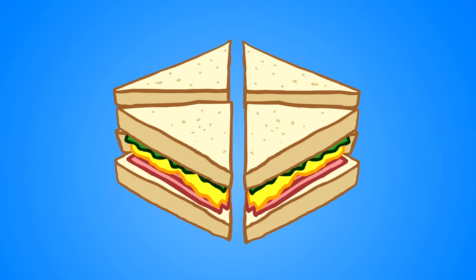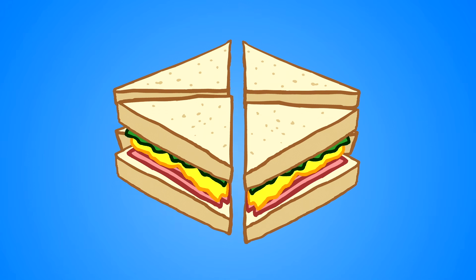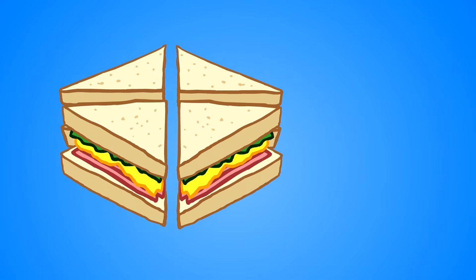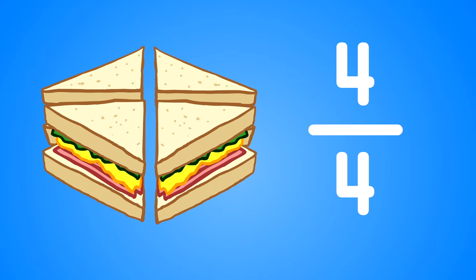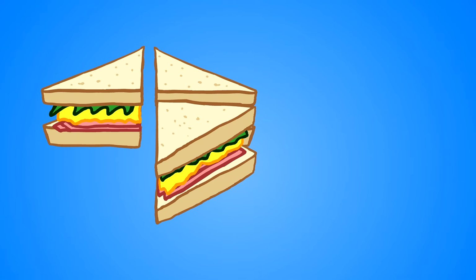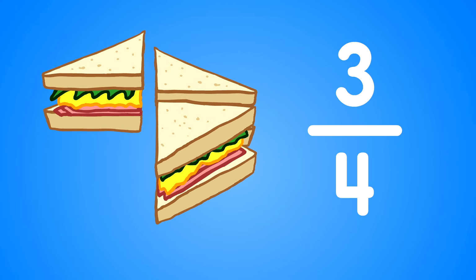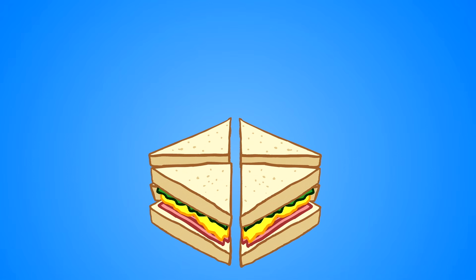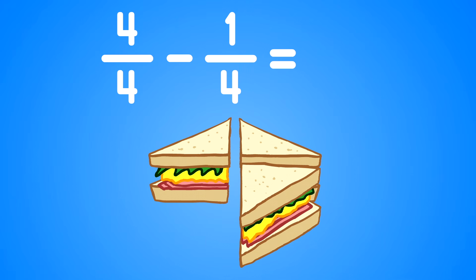Look at this sandwich divided into fourths. How many fourths are here? It's all there. There are 4 fourths. Now, if we take away 1/4 and give it to Dennis, how many fourths are left? 3 fourths are left. So, if we write it out, we have 4 fourths minus 1/4 equals 3 fourths.